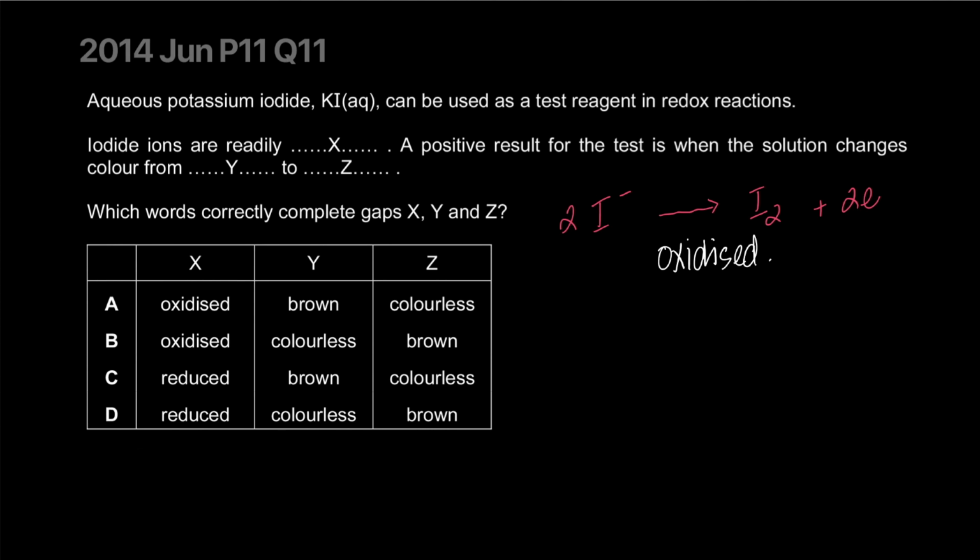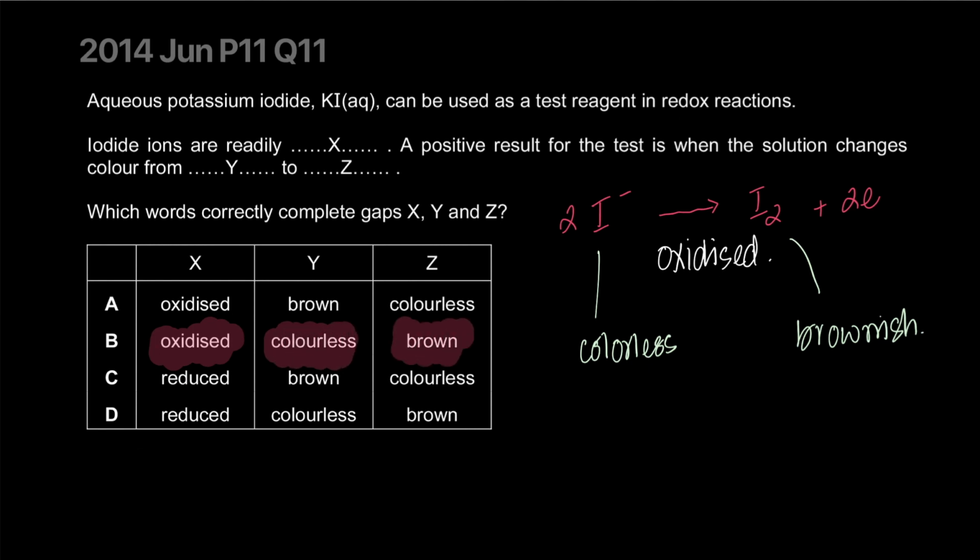At this point, the ions are colorless, and the iodine would have a brownish color, right? So what's the correct answer? Oxidized, colorless to brown. B is our answer.